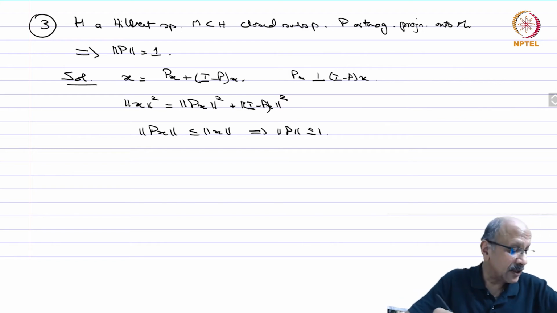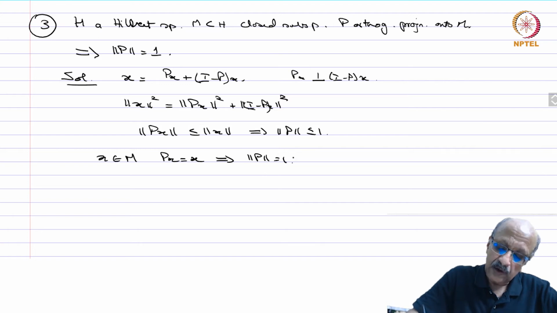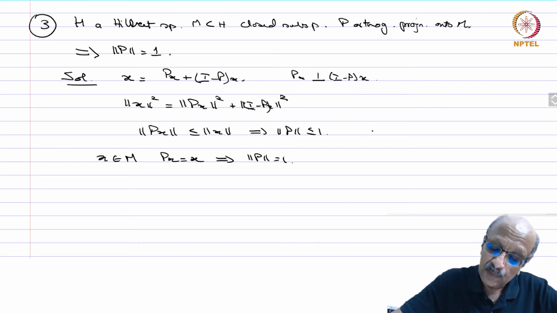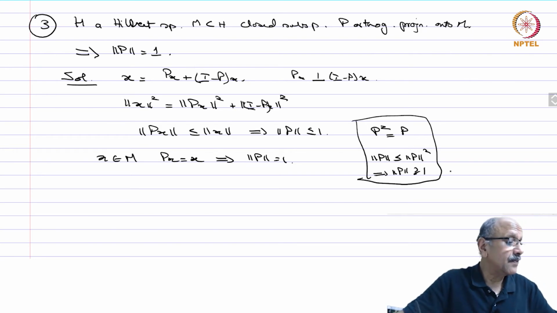Now you can do the other thing very easily. If x is in M, then you have Px equals x, and therefore this implies that norm P equals 1. Another way is to show that since it's a projection, you have P squared equal to P, therefore norm P is less than or equal to norm P squared, and therefore this implies that norm P is bigger than or equal to 1, and that also gives you the opposite inequality, and therefore you have norm P equal to 1. So you can do it in either of these two ways. Okay.